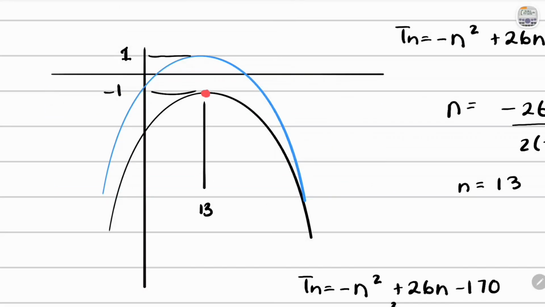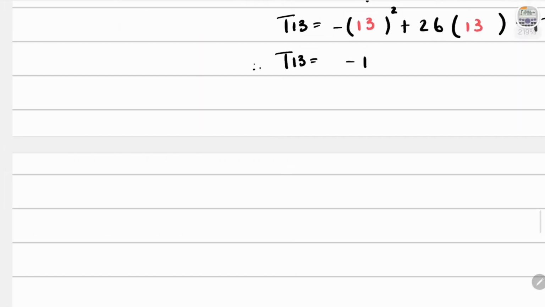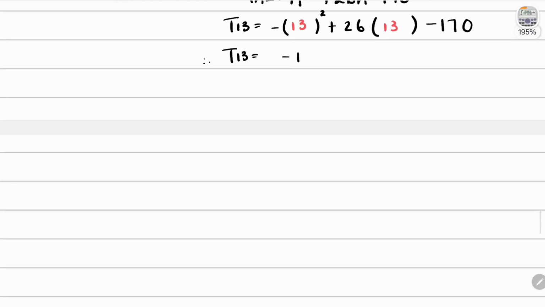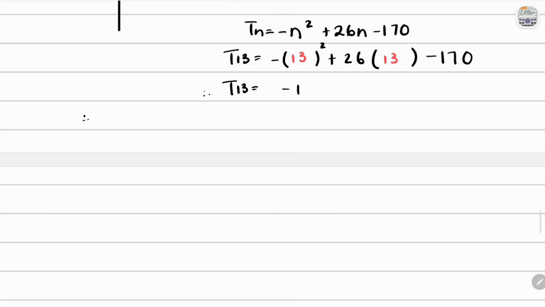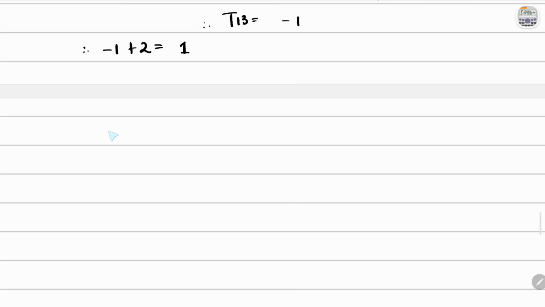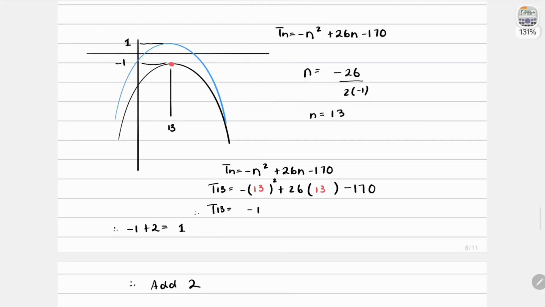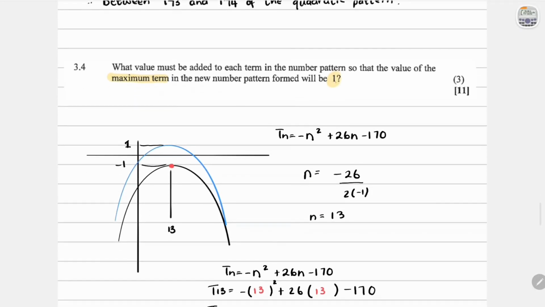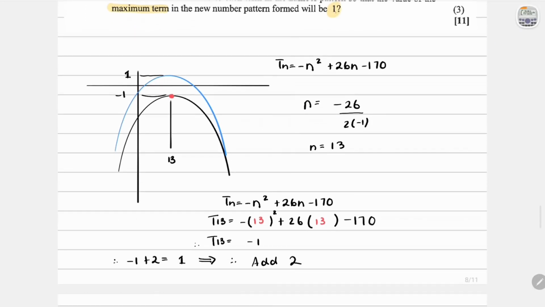So how much must we add so that the new maximum is at positive 1? From negative 1 to positive 1 is plus 2, so that's what we need to add. We can just tell them we need to add 2, because negative 1 plus 2 would give you that new maximum of positive 1. So therefore, we need to add 2, and that would give us our answer. So that is it for question 3.